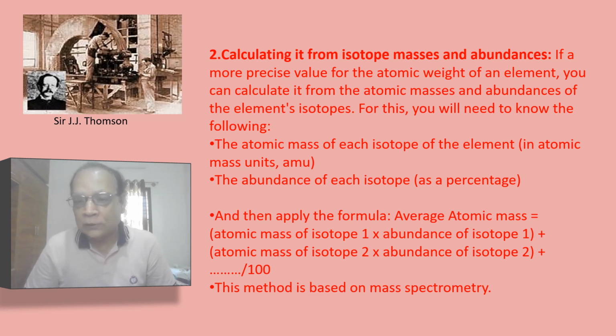Chlorine is one great example. Oxygen is also a good example. Carbon-12 and carbon-14 are very good examples. The hydrogen isotopes H-1, H-2, and H-3 (¹H, ²H, ³H) are also great examples of this. This method is based on mass spectrometry.